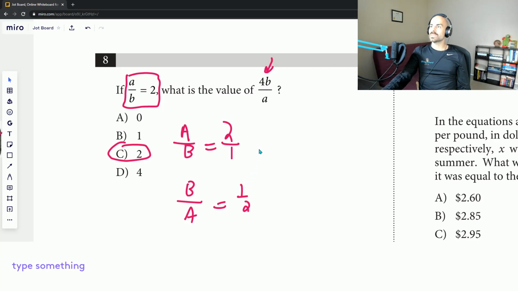And then what we see is that it's 4b over a. So what we're doing is we're multiplying the top by 4. So 4 over 1, but whatever we do to one side, we would be doing to the other. So if we want b to be 4b, we multiply by that 4. So then we end up having 4b over a, which is what we want, is equal to 4 over 2, which equals 2. And that brings us back to C.